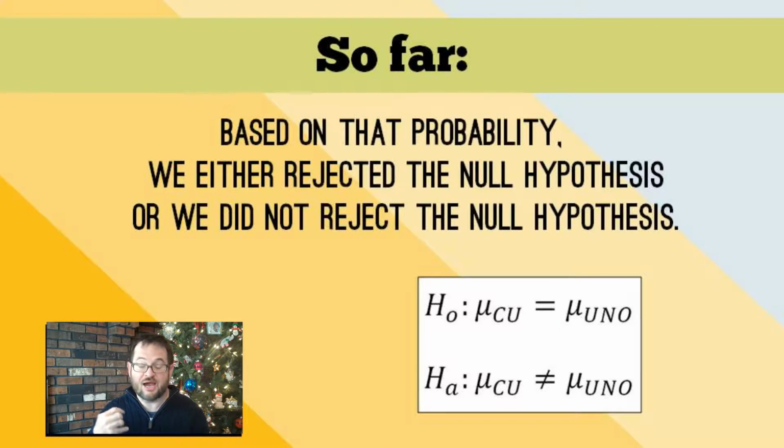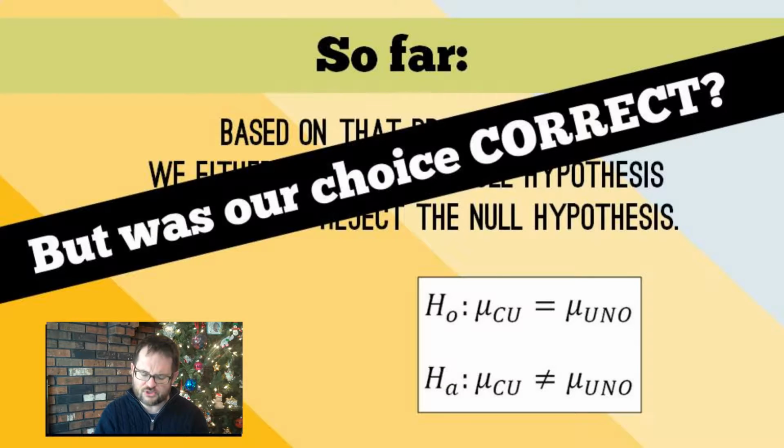We could reject it because the observations that we gathered proved to be inconsistent with the null hypothesis, since this result just seems so unlikely under the assumptions of the null hypothesis. Or we could not reject the null hypothesis because the data seemed to be consistent with what the null hypothesis was saying. So we have made a choice. Strictly speaking, we've either rejected or not rejected the null hypothesis, but the question is, was our choice correct? Or were there ways in which we could be mistaken?